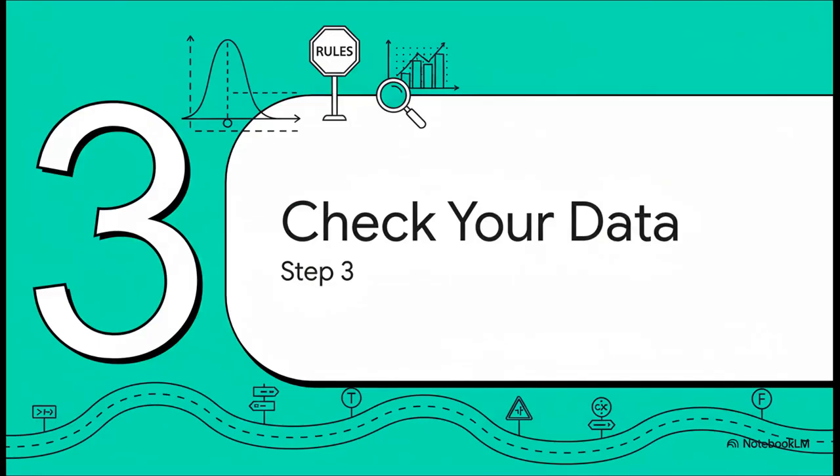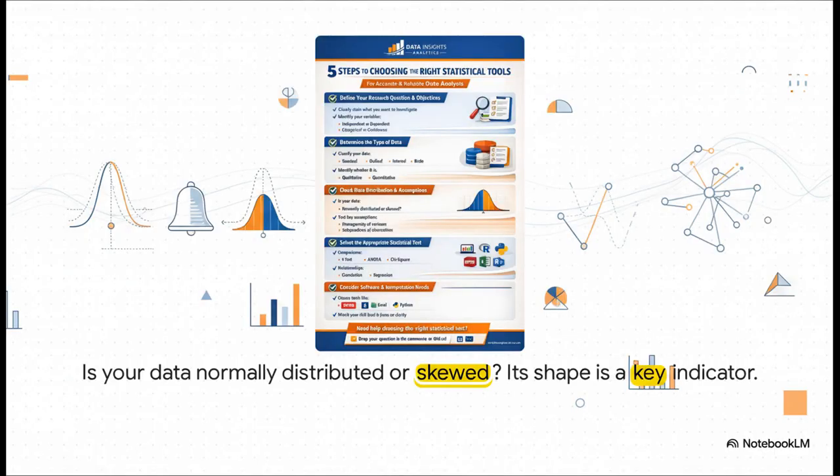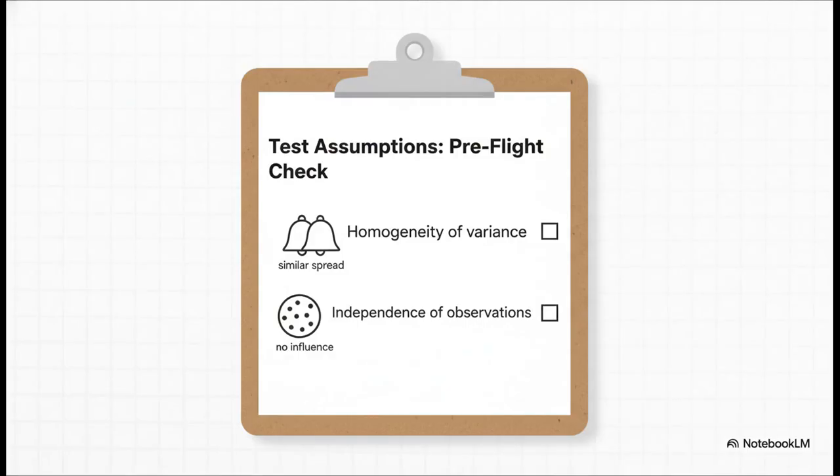Okay, step 3. Let's check the data. We've got our question, we know our data type. Now we need to look at its shape and make sure it plays by the rules for the test we want to use. It's time to peek under the hood. Is your data shaped like a perfect bell curve, what we call a normal distribution? Or is it kind of lopsided and skewed to one side? Understanding the shape of your data is a huge clue that points you toward the right family of tests to use. Think of this part like a pre-flight check.